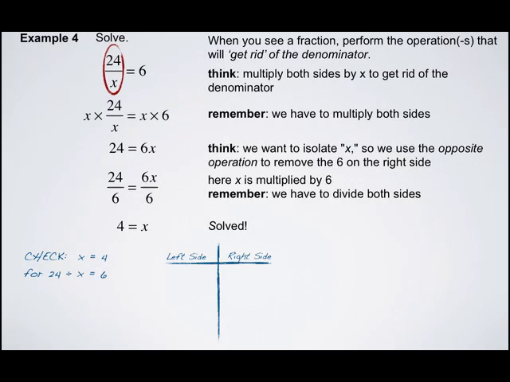We'll set up a left side, right side. The left side was 24 divided by x. The right side was 6. If we substitute x equals 4 into the left side and carry out the division, we'll find that 24 divided by 4 is 6. And so the left side equals the right side. And therefore, x equals 4 is a solution.